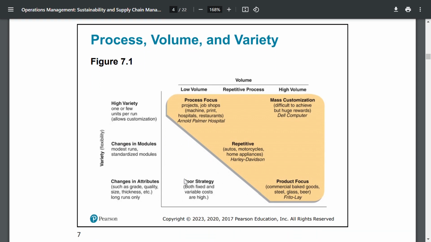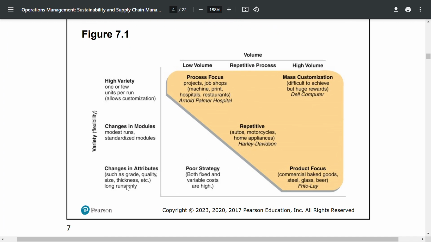So here we see we have process, volume, and variety. These are the three variables that we have. We can see on the y-axis the variety, which is basically the flexibility. So variety is the flexibility of the product. Down on the axis, we can see that there are some changes in the attributes, such as grade, quality, size, thickness. And basically, these changes are very small and it requires long runs only. So not short runs, it requires long runs.